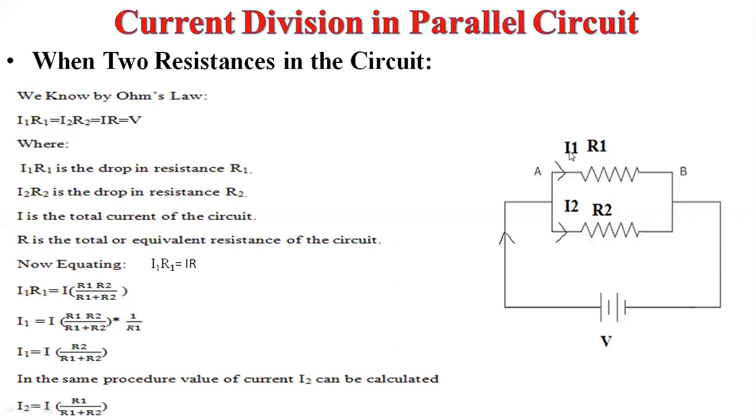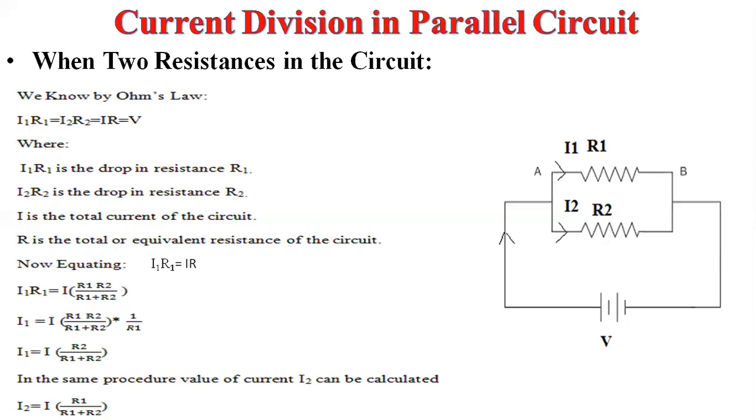In the same procedure, we calculate current I2 across resistance R2. By equating I2 R2 is equal to IR, we get I2 is equal to I into R1 divided by R1 plus R2. So this is the formula for calculating current across resistance R2. So this is the method how to calculate current I1, I2 if two resistances are connected in parallel.